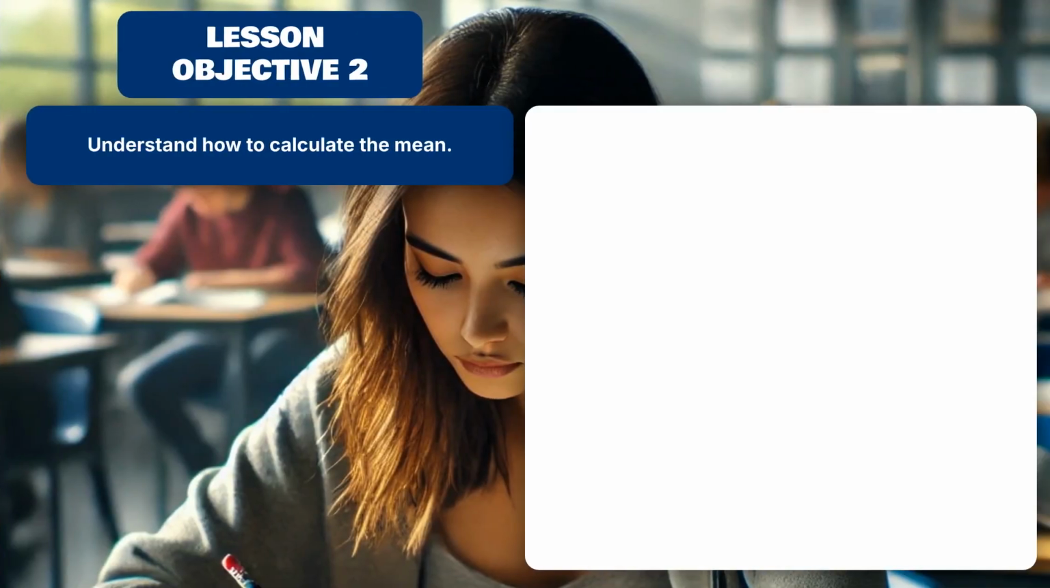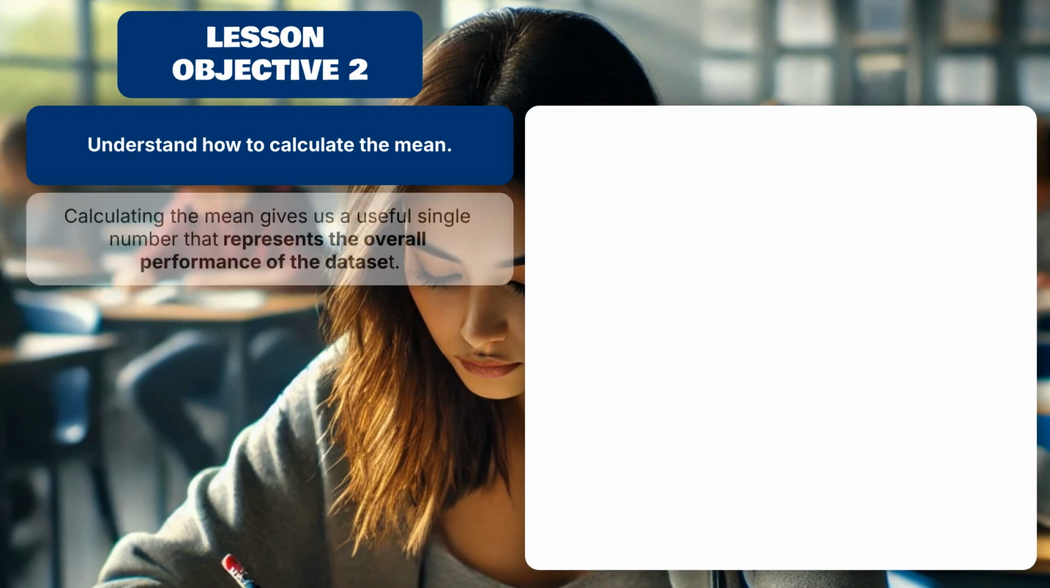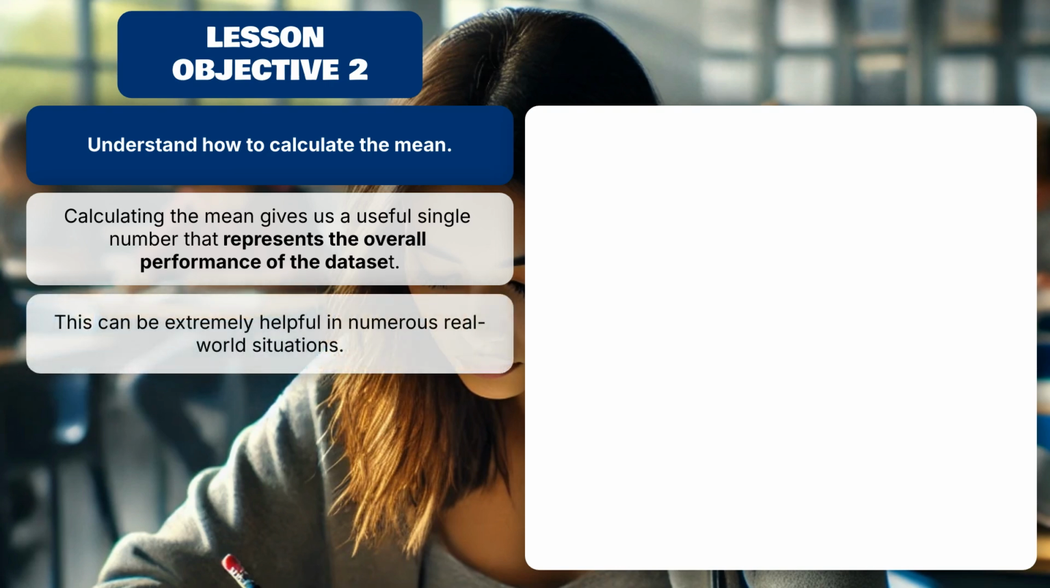So the mean is an average, which is also known as a measure of central tendency. It is one single number which can tell us some information about the whole dataset. This can be extremely helpful in numerous real-world situations, such as determining average incomes, average temperatures, or average test scores, to name just a few examples. It is important to have a good understanding of the mean and how it changes.